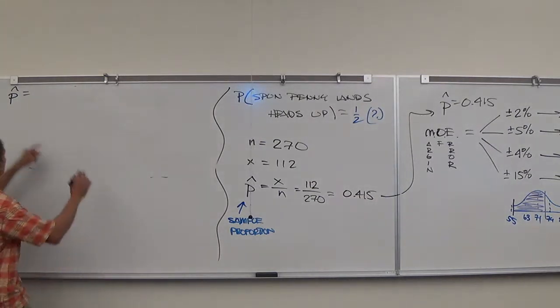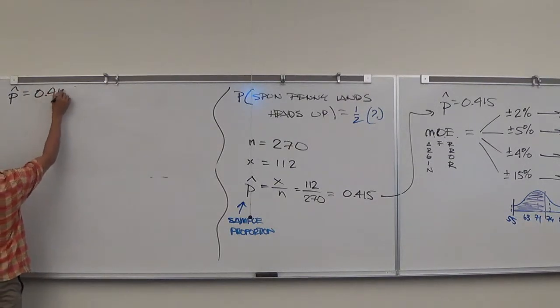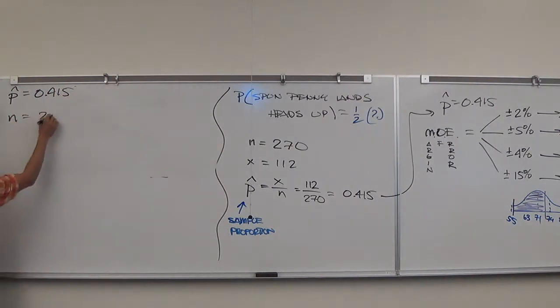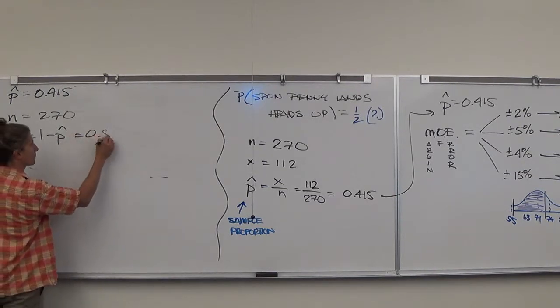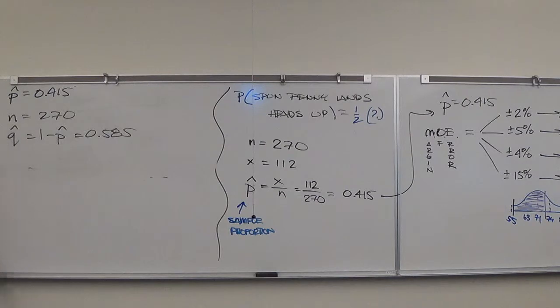Thank you. Great question. All right, p hat is 41.5%. We know that n is 270, and we know that q hat, which is the complement of p hat, the percentage of tails in our sample, is 58.5%. Thank you for doing math for me. I truly appreciate it because I'm not good at it. This is the one and only time we'll crunch this by hand. Never again. Then we start using technology, because this does get a little bit annoying.